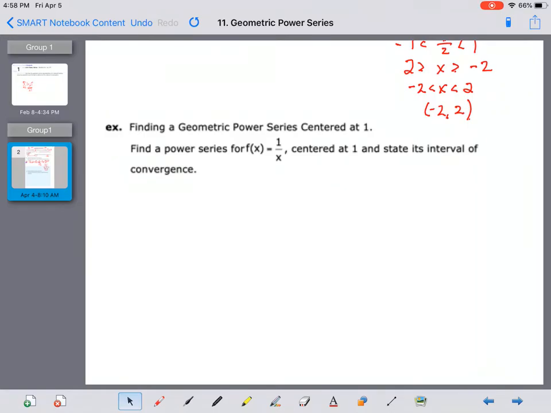Now, the idea of it being centered at 1. Okay, and what that means is I need to get it into the form of a over 1 minus our x minus 1, the center. So that's kind of what I need to do. I need to get this 1 over x into that form. So I'm going to start off with the 1 over x. Okay. So now if I rewrite this, if I add the 1 that I need here, minus x, and then plus x, and then minus 1.